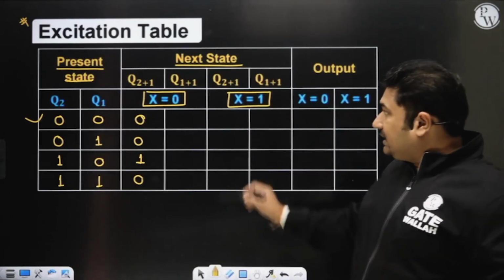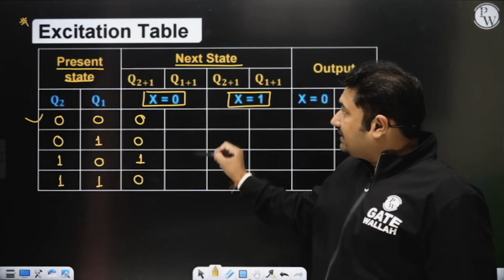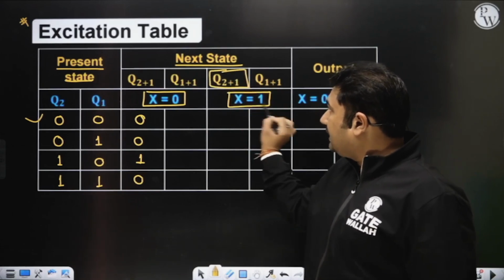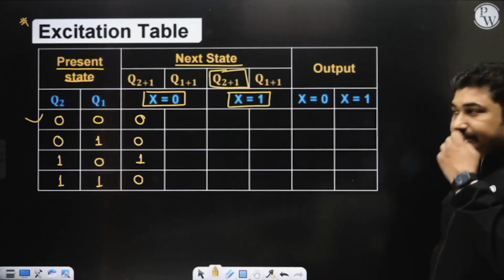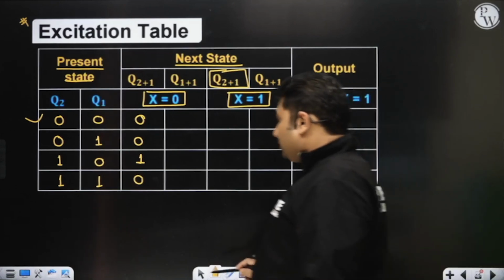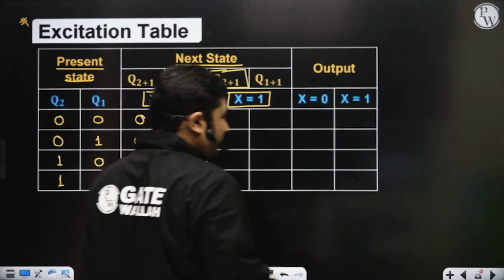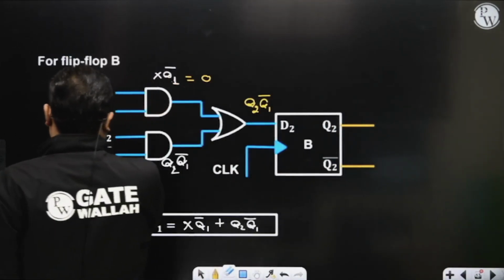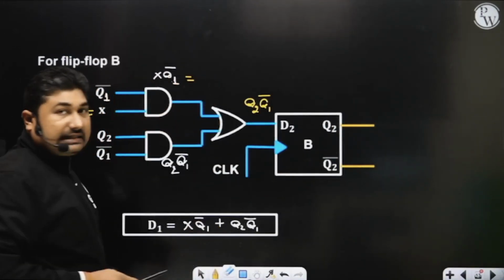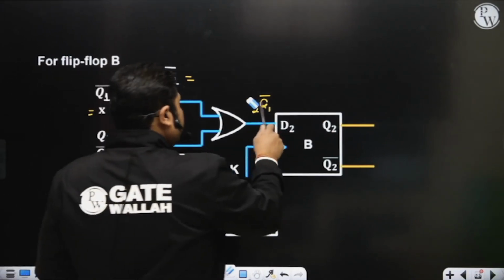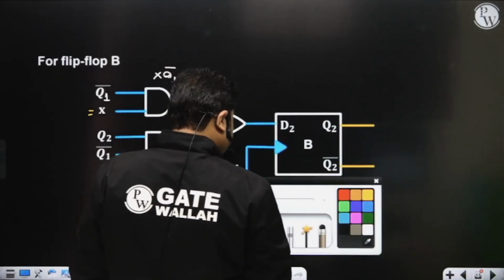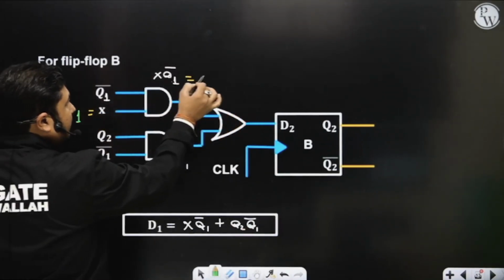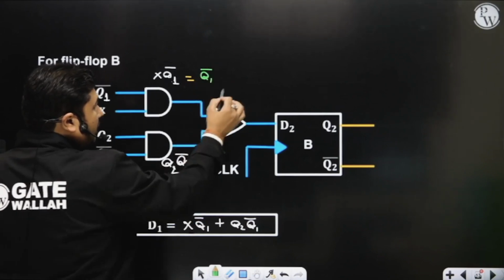Now I am going to check with x equals 1. We have done x equals 0. Now I am going to check again this Q2 plus 1 with x equals 1. Okay. What happens with x equals 1, sir? Please observe. If I choose x equals 1, you need not write, you have to understand this. Very important. Please observe. With x equals 1, how to identify? If x equals 1, we will get here Q1 complement.